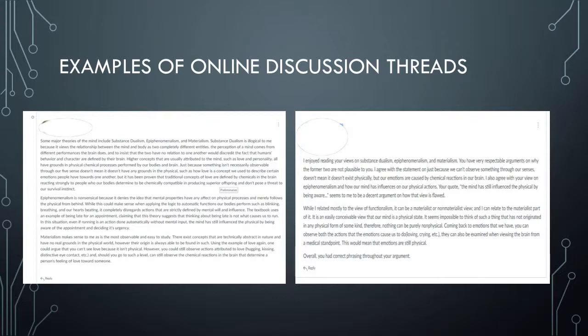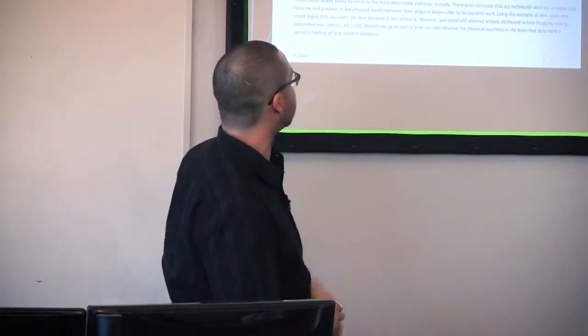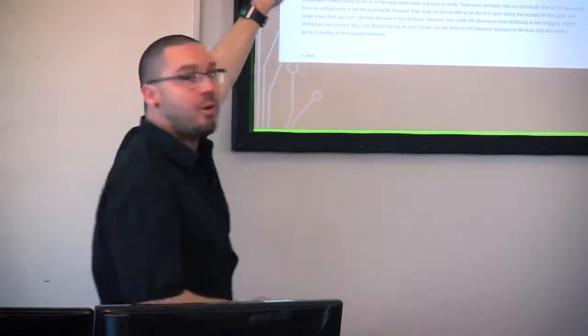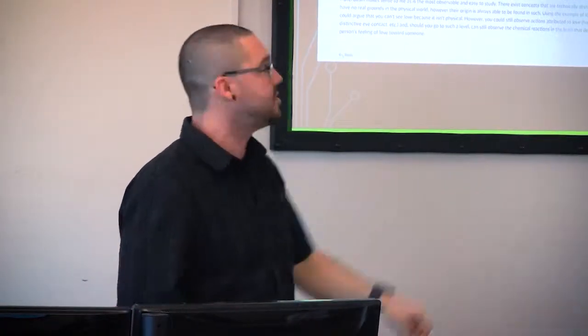So some major theories of the mind include substance dualism, epiphenomenalism, and materialism. Substance dualism is illogical to me because it views the relationship between mind and body as 2 completely different entities. So they actually go on and explain clearly what that particular theory is, why they reject epiphenomenalism, and then why they end up defending materialism. So materialism makes sense to me as it is the most observable and easy to study. I disagree with that, but the point is that they're providing reasons as to why they're endorsing that view.